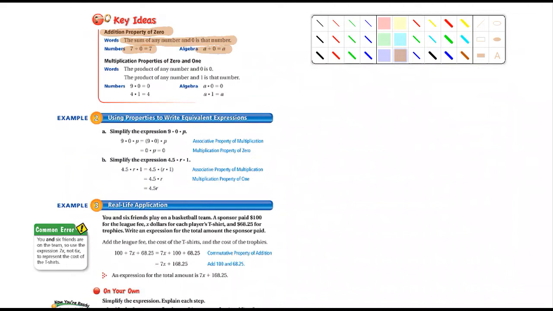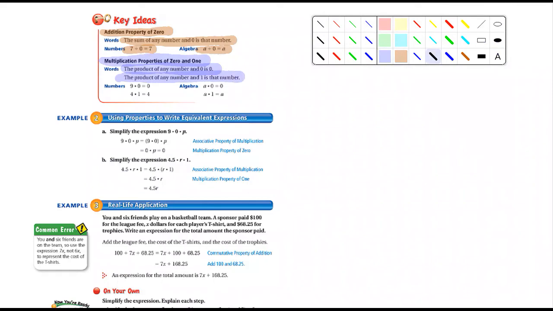Then they have the multiplication property of 0 and 1, and it says the product, that means multiplication, of any number and 0 is 0, and the product of any number and 1 is that number. So here's what they mean. So 17 times 0 equals what?